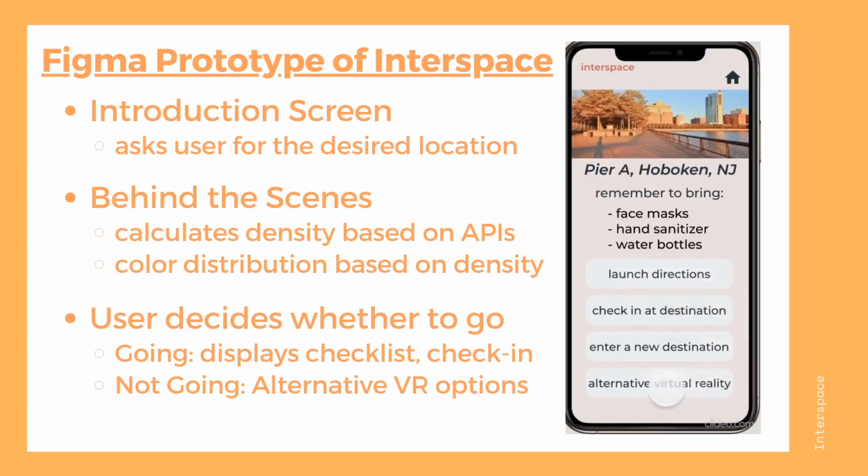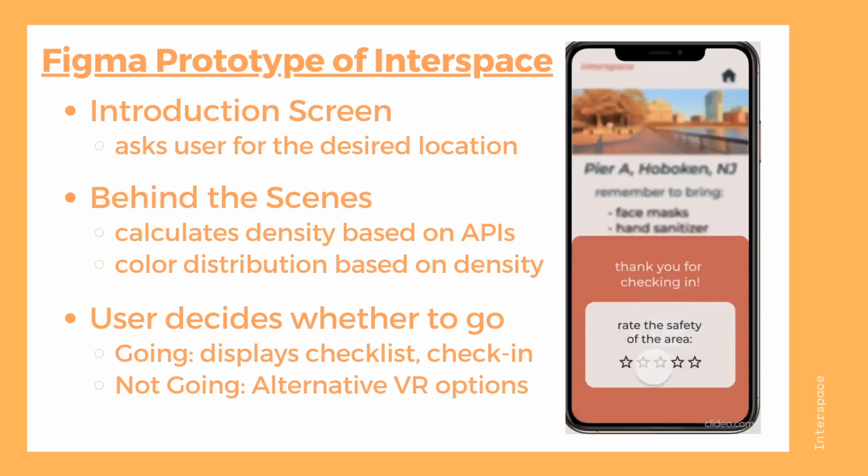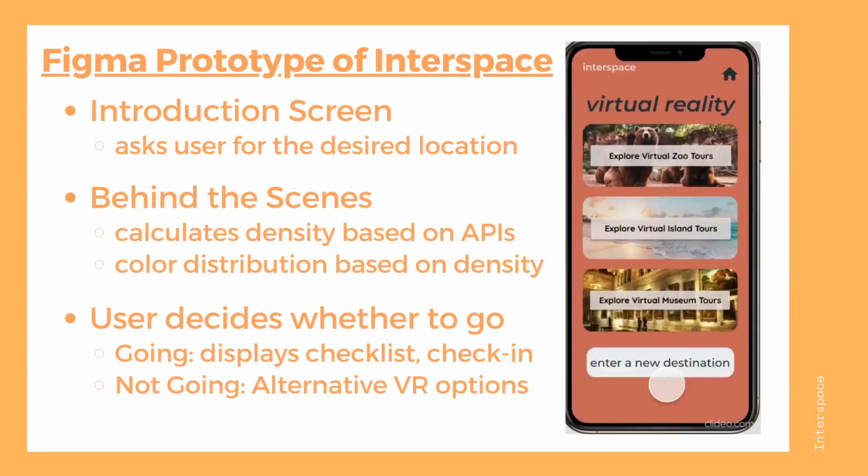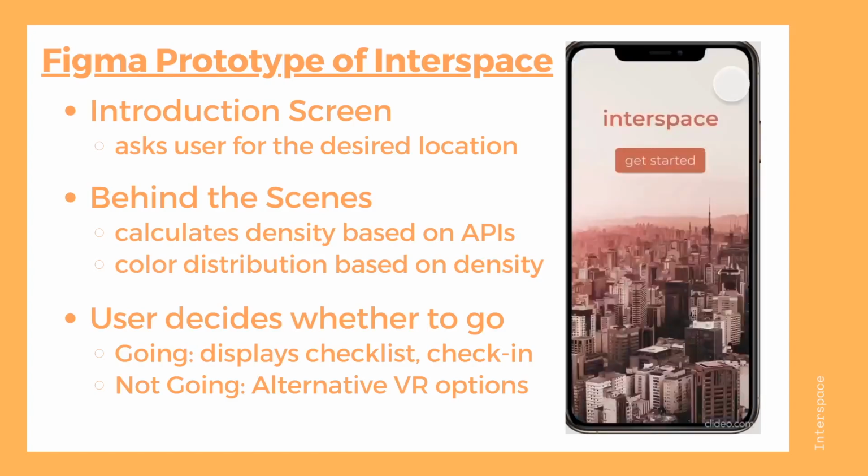From here, the user can decide whether or not to go. If they choose to go, we provide a checklist of items to bring along for safety precautions. Upon their arrival, the user can check in to keep our population data accurate. If they choose not to go, the application offers alternative virtual reality experiences. Overall, the user-friendly interface of Interspace helps make traveling safe and easy.